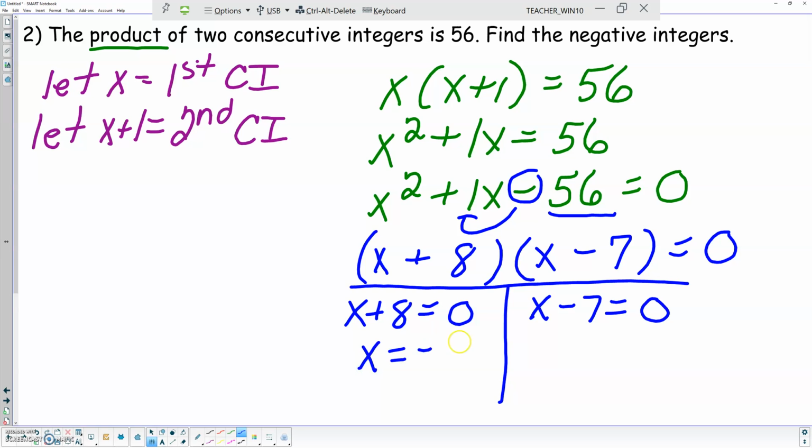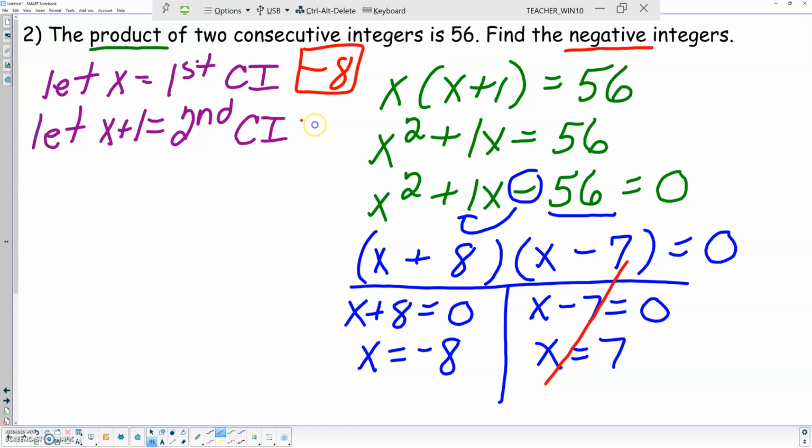So we get x equals negative 8 and x equals positive 7. Okay, so here they asked us to find the negative integers. So in this case, since they want the negative integers, we're going to reject the positive. So the first consecutive integer is negative 8. And then if I add 1 to that, we get negative 7. Okay, so negative 8 times negative 7 does give us positive 56, because a negative times a negative is a positive.